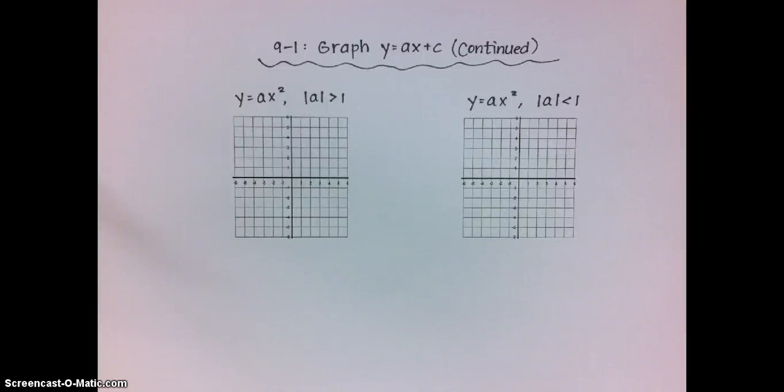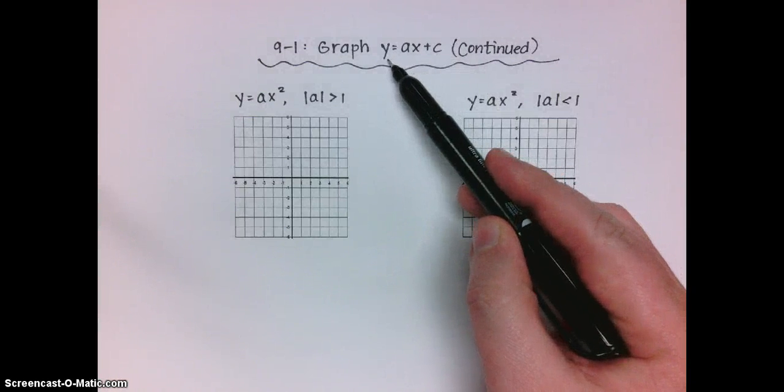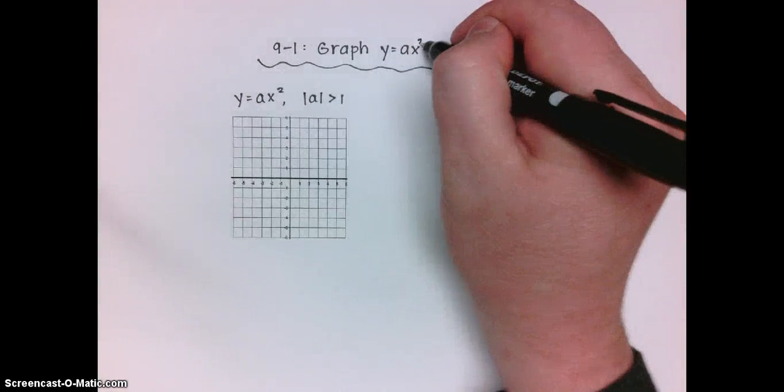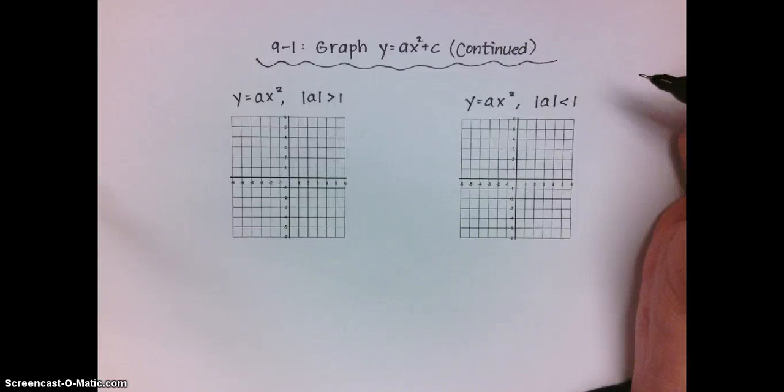Hello class, this is the second part of lesson 9-1 in your book about learning how to graph a quadratic function that looks like y is equal to ax squared plus c. If it was just ax, it would be linear, but it's quadratic, and yesterday we practiced graphing these, which look like a U-shape. That U-shape we call a parabola.